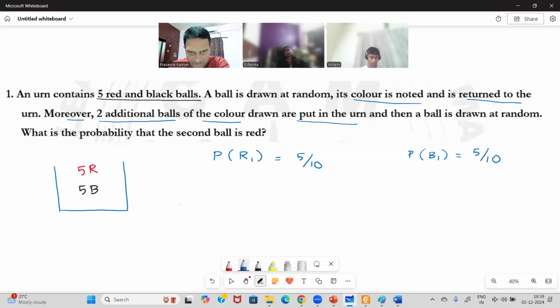So in the first case, what is my next step? Yes, Ranika, I add 2 additional balls of the color drawn. Which is the color drawn now in the first case? Suppose it is red, which is drawn. I'm just asking you what is the event I'm doing now. You add 2 red balls. Very good. I add 2 red balls to the urn.